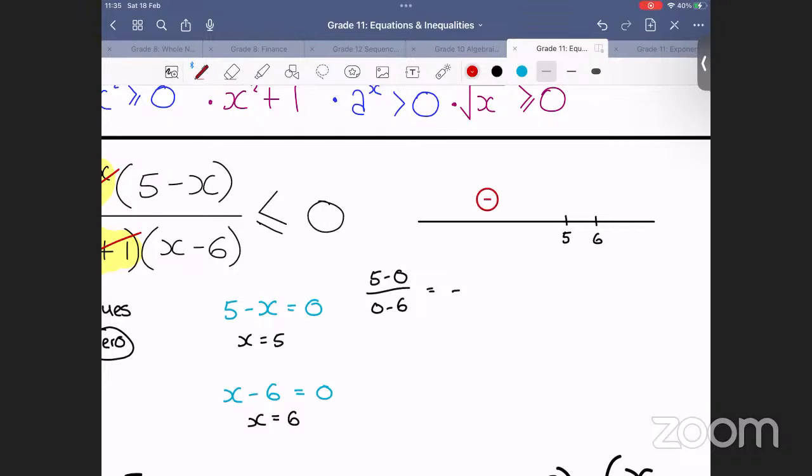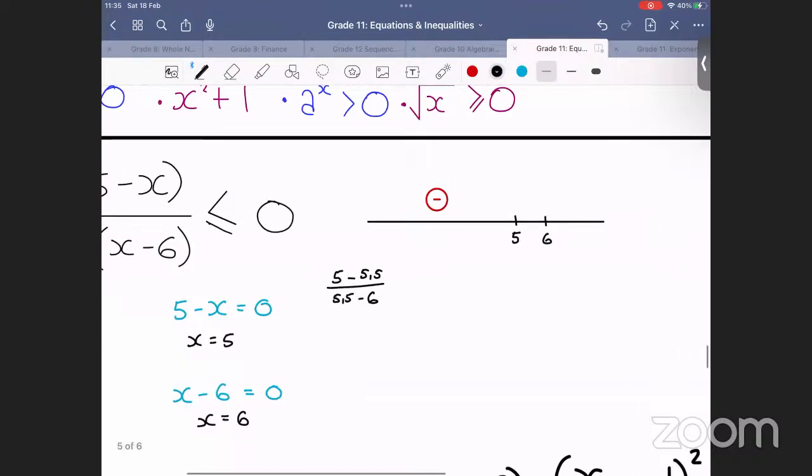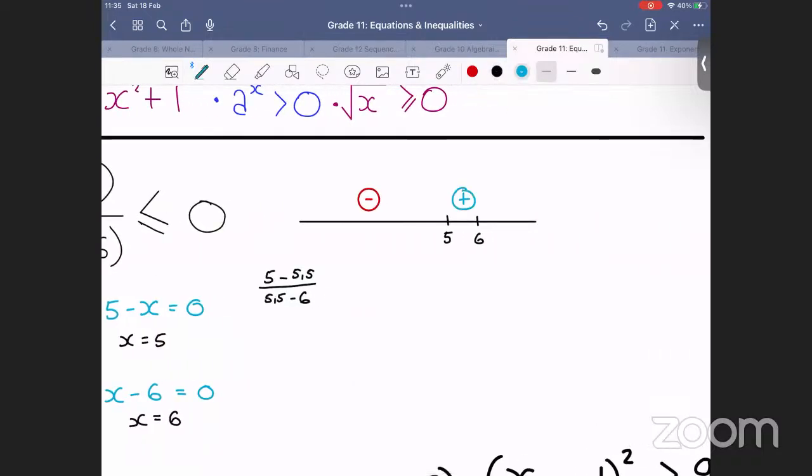Okay, then I have to take a number between 5 and 6. So 5.5 should be the easiest. And I substitute it. So I'm going to say 5 minus 5, divided by 5 minus 6. And this will indeed give me a positive value. So everything between 5 and 6 is a positive value.